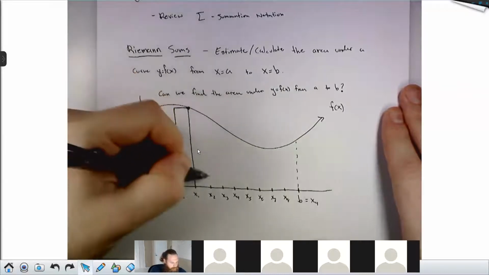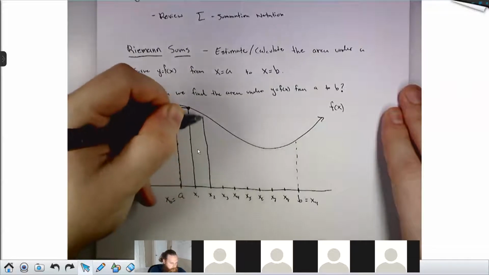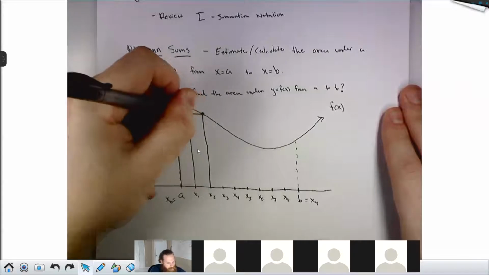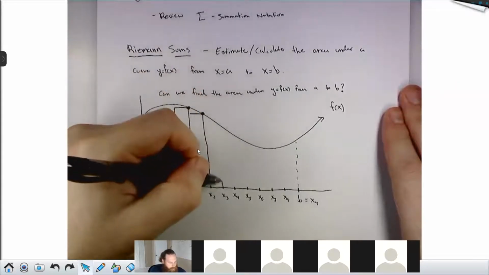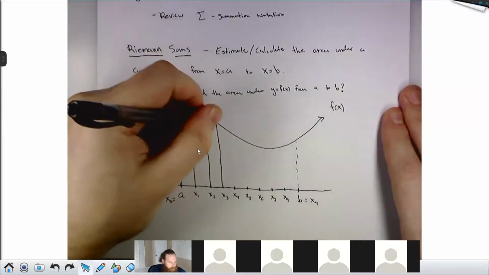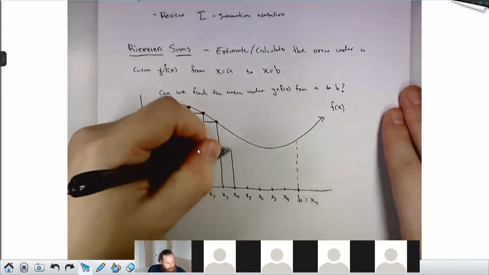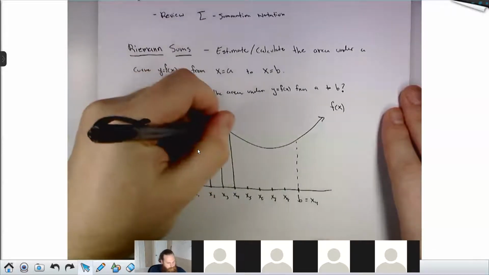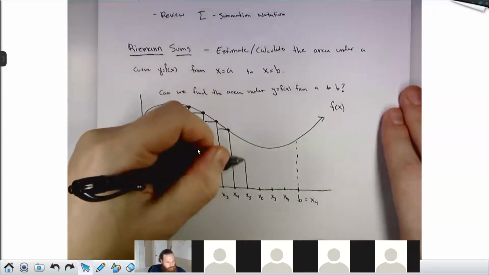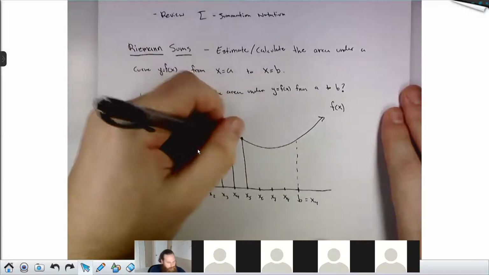The height of my second rectangle, I will let that be determined by the value of this function at the right endpoint of that interval. This third one, again, the height is determined by the value of the function at the right endpoint. And I do this for all of these. Please draw this picture in your notes carefully. I'm going to take my time so you have time to take your time.